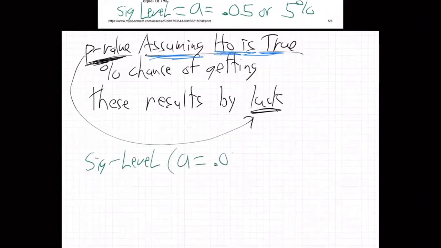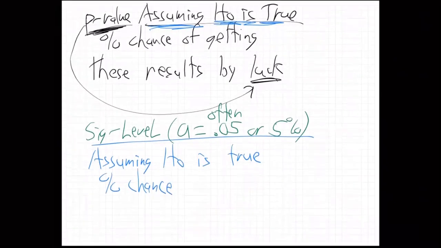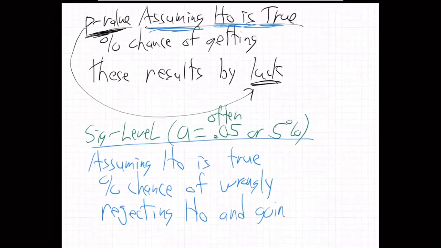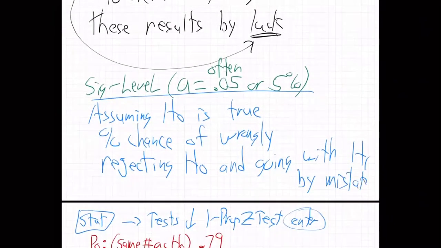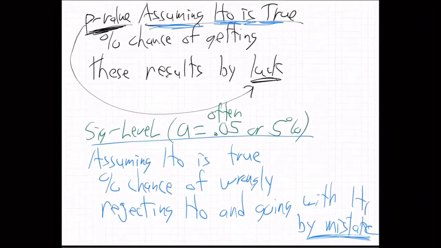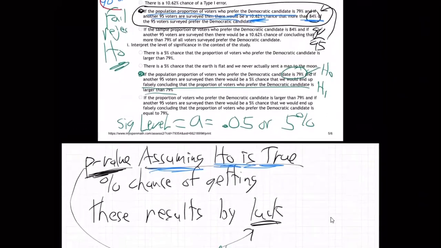Significance level alpha, which is often 0.05 or 5%. I'll just say it's often, not always. What does it mean? It means, again, assuming the null is true, it's the percent chance of wrongly rejecting the null and going with H1 by mistake. So like in a court of law, it's the chance of a guilty verdict when the person is really innocent. So that's the significance level. That's what they're testing there on that one. And so that's why I conclude what I concluded there.